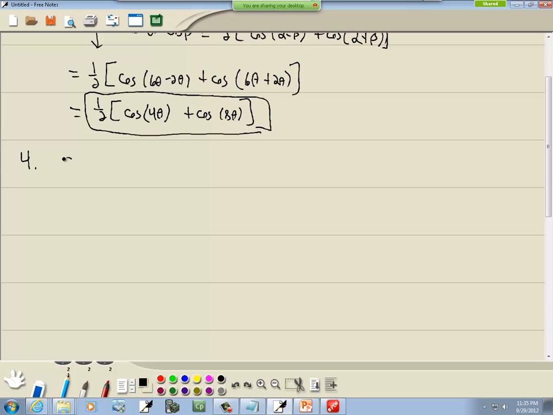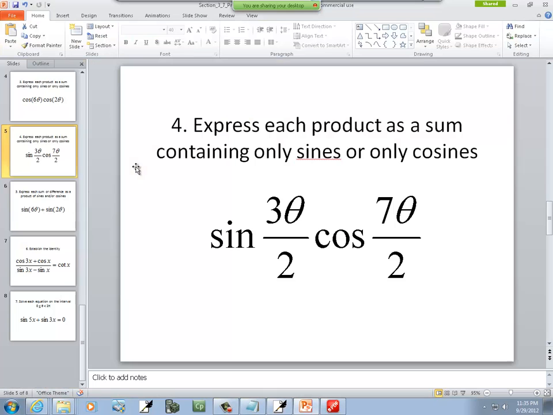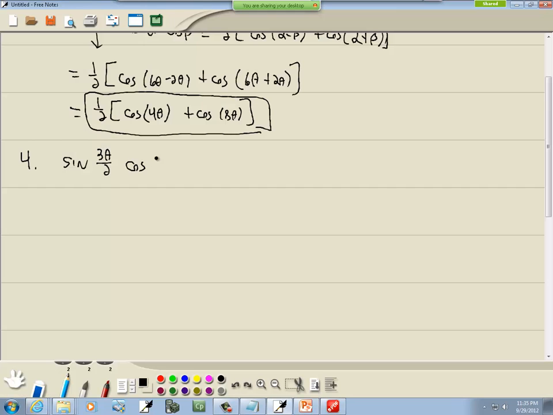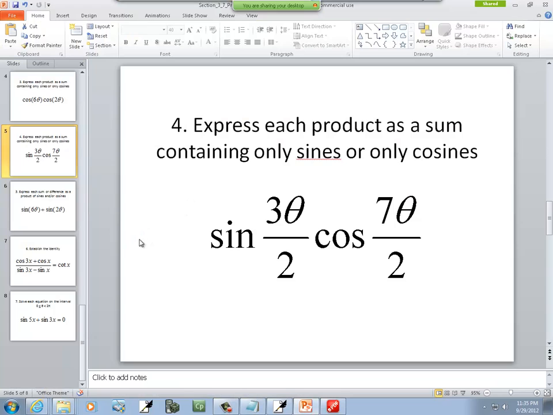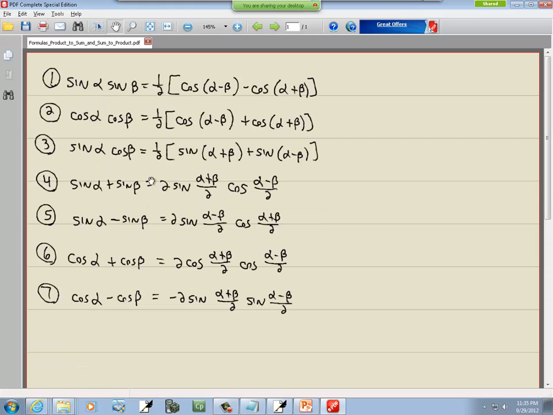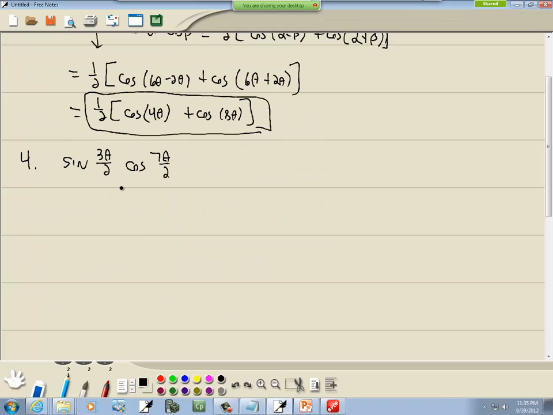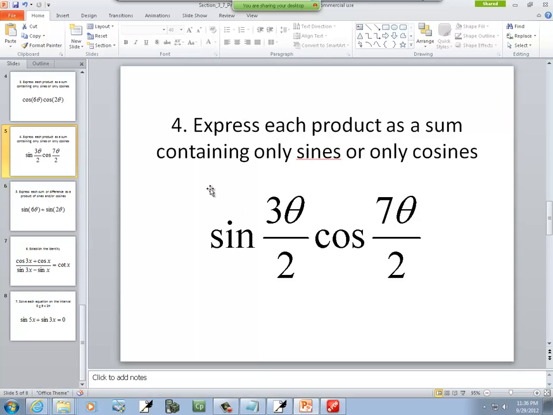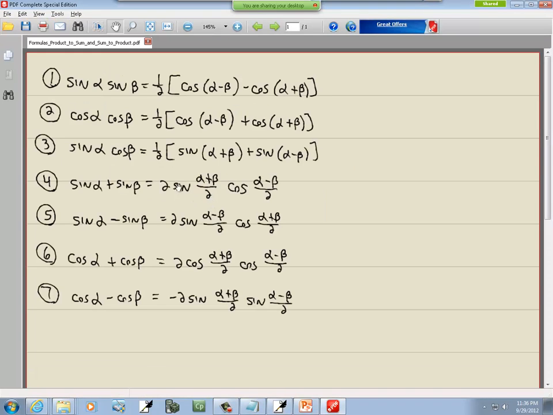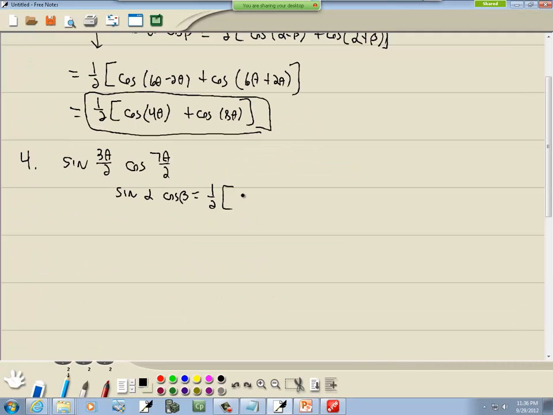Okay, so we got sine 3 theta over 2 times cosine of 7 theta over 2. And same instructions, so we're going to look for a formula that's sine cosine. Sine cosine is our third one. So let's write that down. Sine alpha cosine beta is equal to 1/2 sine alpha plus beta.